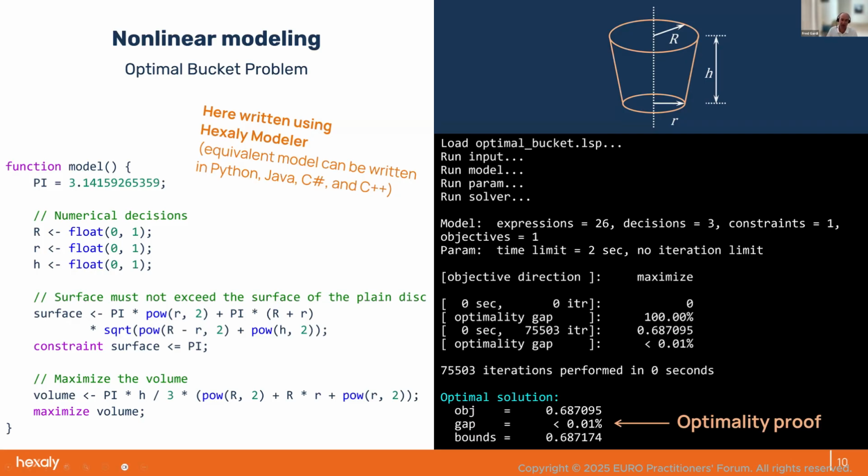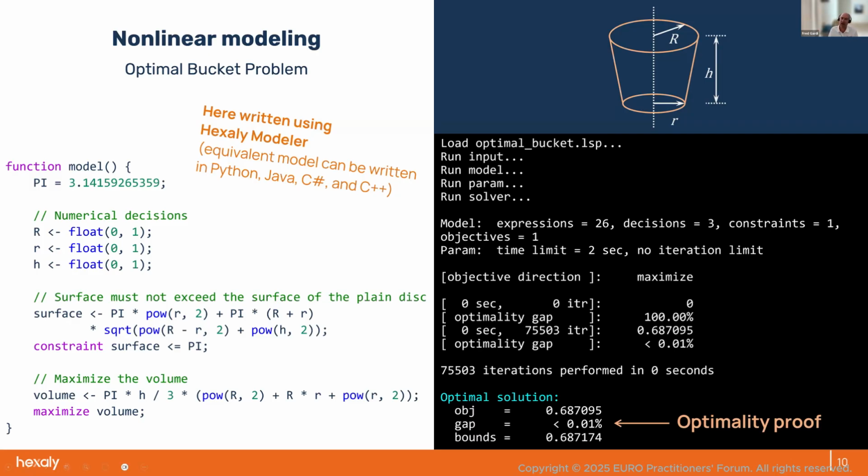Second, we define the surface and the volume. You can see here that the surface and the volume can be written really as an equation out of the book. It's really a direct translation. You can use the power function, you have the square root, you can multiply variables together. So you write the expression for how you compute the surface, and you say the surface must be lower than pi, the surface of the disk. And now the same for the volume. I compute the volume and I maximize the volume.